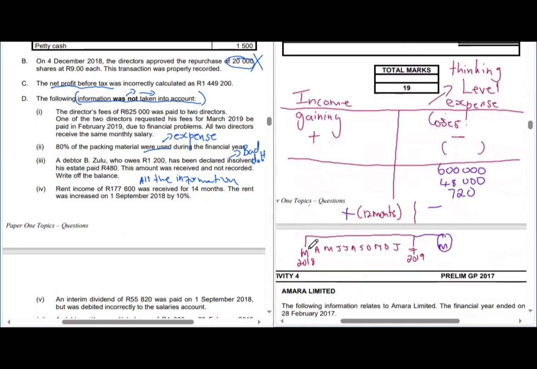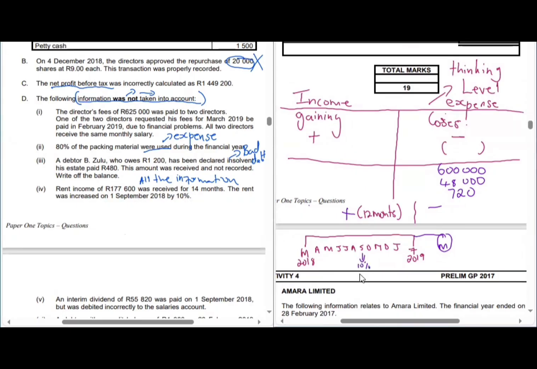So basically now this is our timeline. We are going to need our timeline. So the rent was increased on the 1st September, meaning we paid rent from March, and then when it comes to 1st September, the rent was increased by 10%. So 1st September rent was increased by how much?